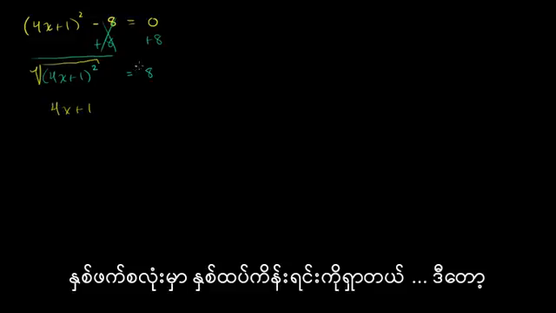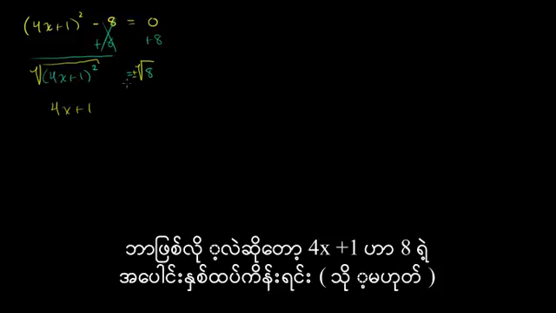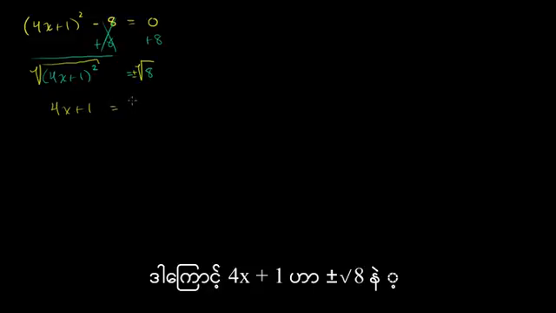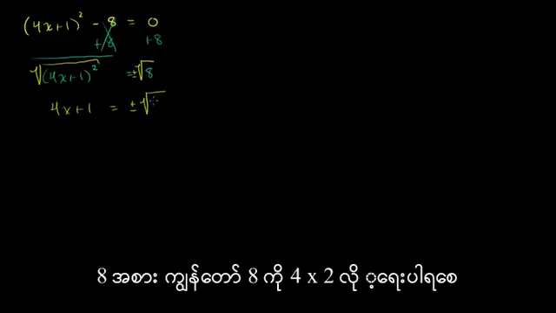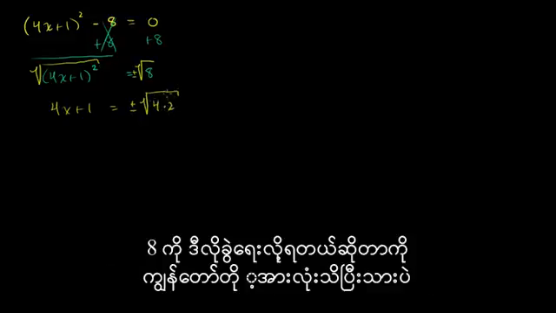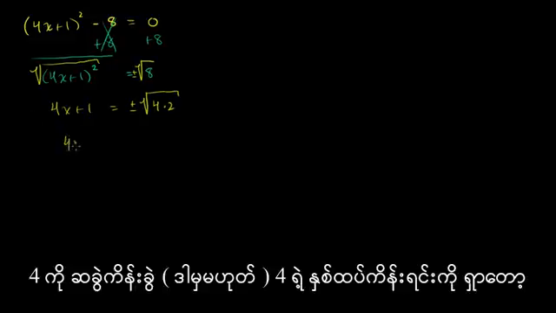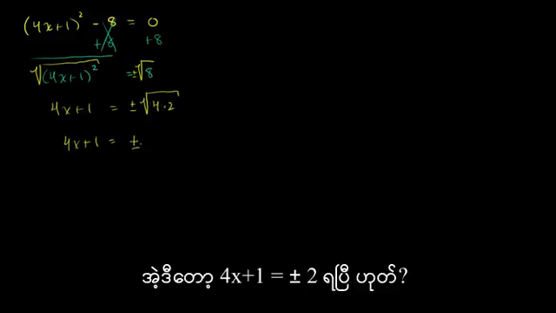You take the square root of both sides, and of course you want to take the positive and the negative square root, because 4x plus 1 could be the positive square root of 8, or it could be the negative square root of 8. So 4x plus 1 is equal to the positive or negative square root of 8. Instead of 8, let me write 8 as 4 times 2. We all know that's what 8 is. And obviously the square root of 4x plus 1 squared is 4x plus 1. So we get 4x plus 1 is equal to, we can factor out the square root of 4, which is 2, plus or minus 2 times the square root of 2.